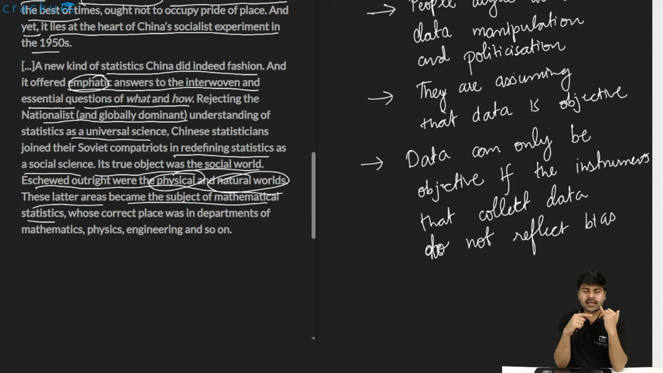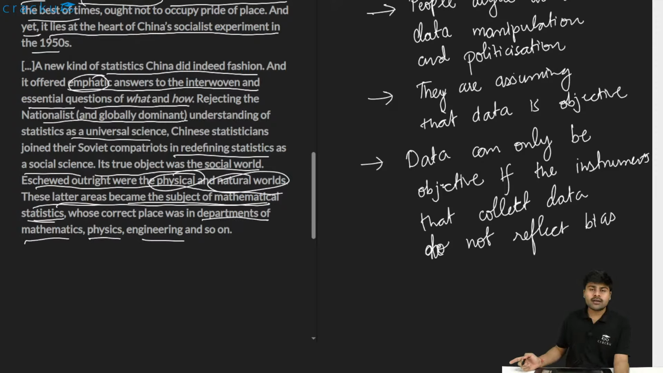They said that this natural world, this physical world, mathematics and science, all of them are piled up together and form the realm of mathematical statistics. The normal statistics, which does not involve any mathematics, is actually part of the social world. These latter areas became the subject of mathematical statistics, whose correct place was in the departments of mathematics, physics, engineering, and so on. So this new mathematical statistics became a part of engineering and the department of maths. It did not really have a place in the social realm.